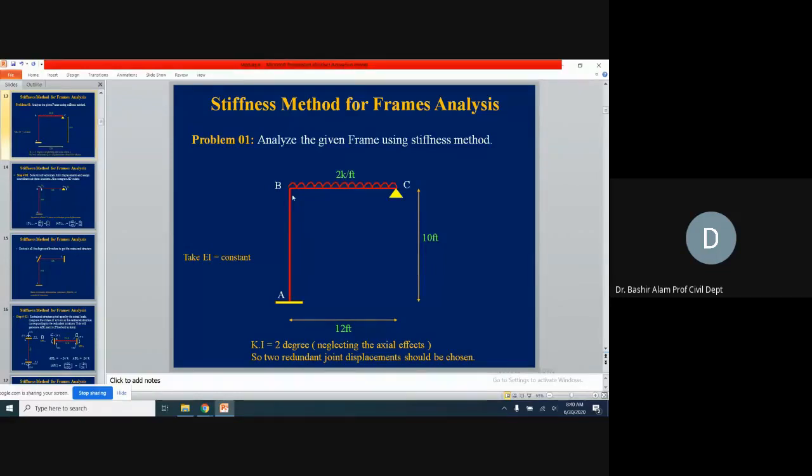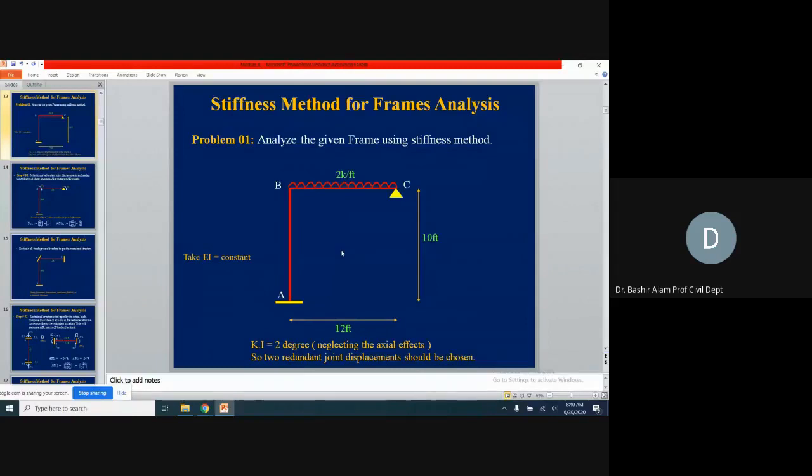And just to the right of this B we have C, where we have a hinge support. So BC is a beam, a horizontal member, and AB is a column. AB height is 10 feet and BC is 12 feet. Take EI equal to constant. So the EI property is given as constant for both members.